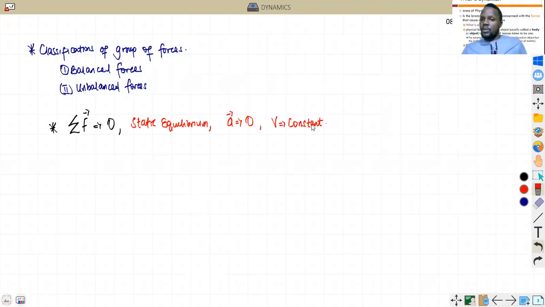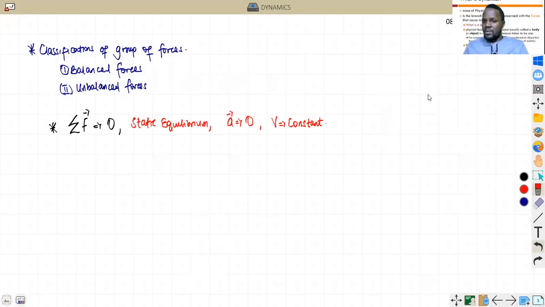So it is moving with constant what? Velocity. That is also what? Balanced force. Note that. And when the velocity is 0, or the initial velocity is 0, either the velocity is 0 or the velocity is constant. So when a body is moving at constant velocity, the body is not accelerating. We've talked about that in kinematics.